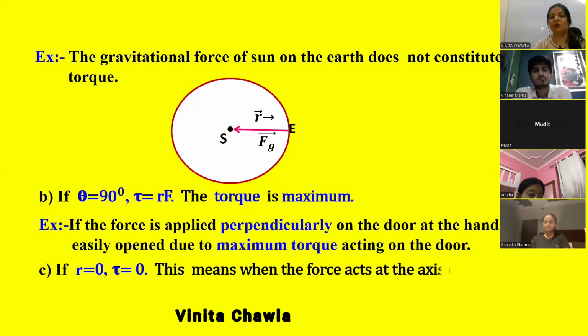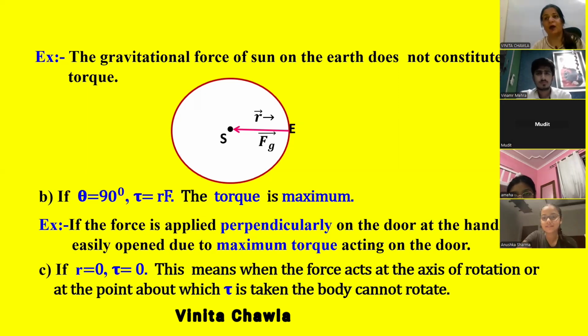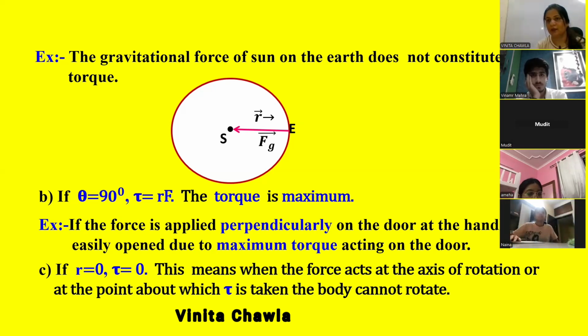So if R is zero, then torque is zero. This means when the force acts at the axis of rotation or at the point about which torque is taken, the body cannot rotate. अगर आप डोर हिंजेस, जहां पे डोर आपका फिक्स्ड है, वहां पे फोर्स अप्लाई करोगे, बिकॉज वो आपका एक्सिस ऑफ रोटेशन है ना? जहां पे डोर फिक्स्ड है वो आपका एक्सिस ऑफ रोटेशन है. अगर आप एक्सिस ऑफ रोटेशन पे फोर्स को अप्लाई करोगे, देन यू कैन नॉट रोटेट द बॉडी. ओके.